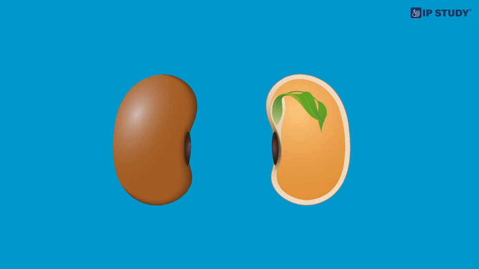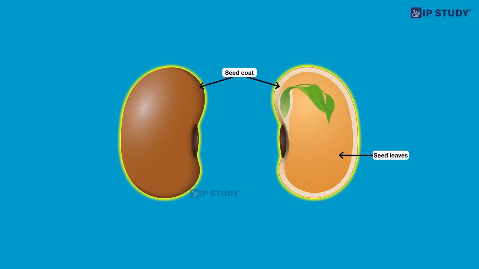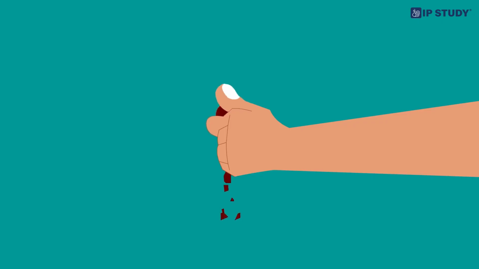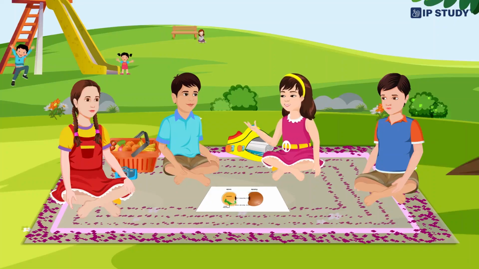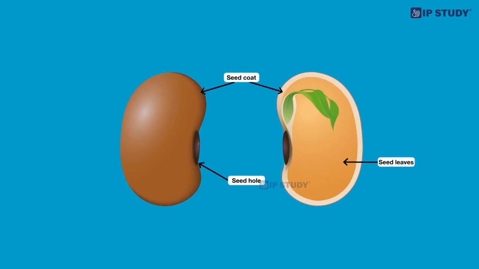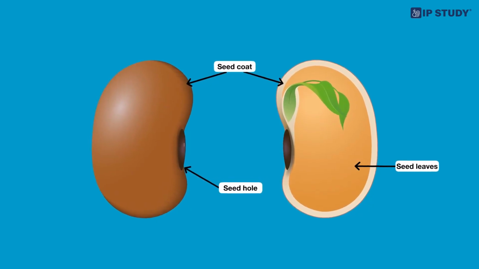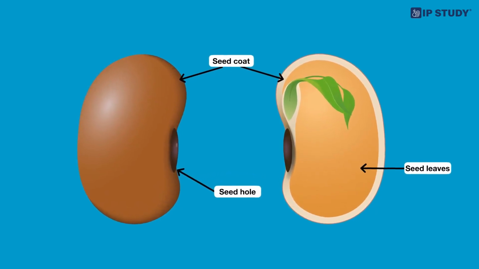Look guys, a seed has two main parts: seed coat and seed leaves. What is a seed coat? The outer covering of seed is called seed coat. It protects the baby plant. This coat can easily be removed by rubbing the seed between our fingers. Do you know, Daksh? This seed coat also contains a small hole that allows water to enter. This swells up the seed and makes it open.